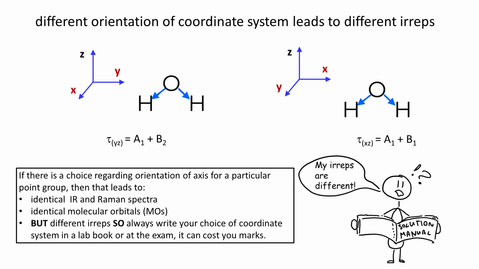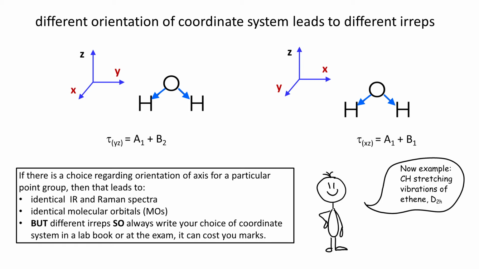Also, don't freak out if after solving a question you realize that the solution manual shows different irreps to the ones you derived. The first thing to check in such situations are coordinates. Having said that, usually authors do tell you what orientation of coordinates you need to choose. So in the next part of the video, I'm just going to show you what I have just said on a specific example of CH stretching vibrations of ethene D2H.